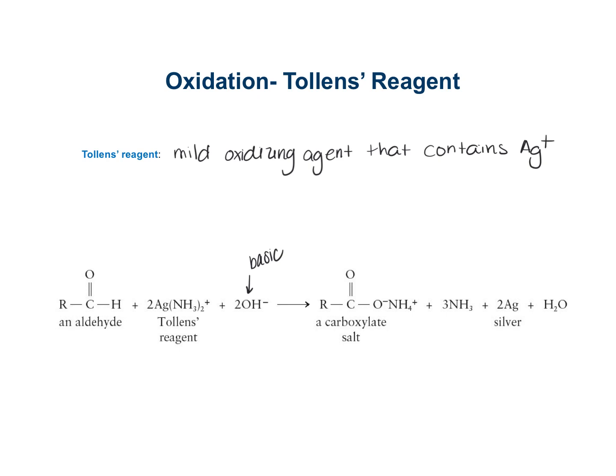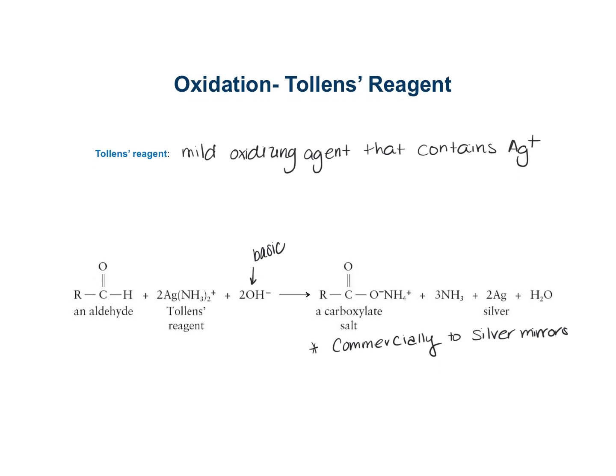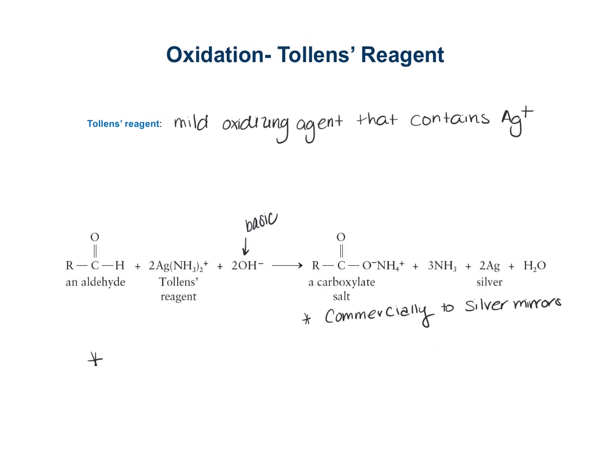One of the things that's neat about this particular reaction is that when this is carried out in a clean, grease-free glass container, metallic silver will deposit on the glass and it forms a mirror. And so this is used even now still commercially to silver mirrors or to give them that reflective surface. A big idea though here is that ketones do not react.